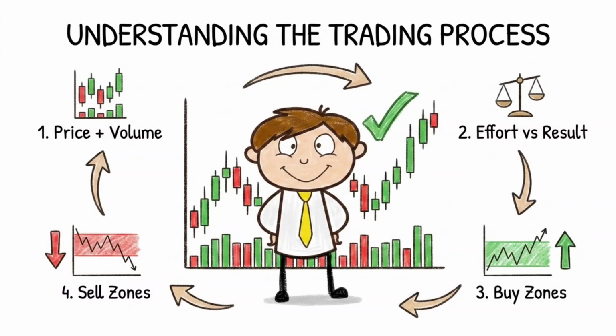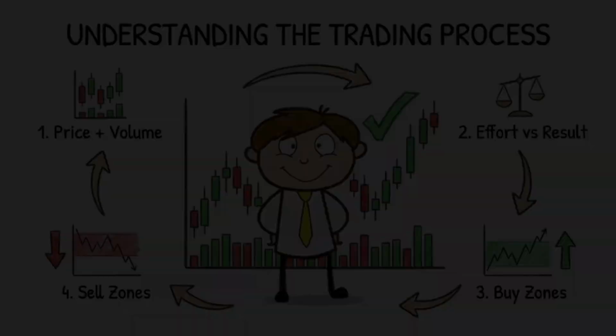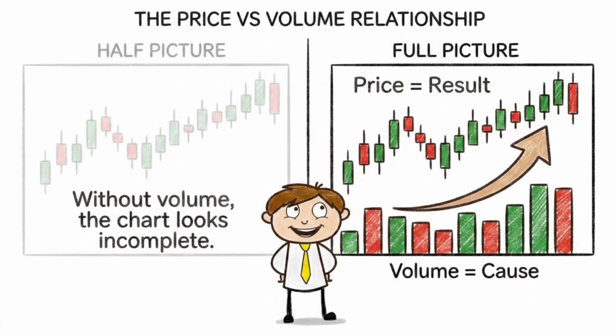Step 1. Understanding the relationship between price and volume. This is where everything begins, because if you misunderstand this, nothing else will click properly. Price by itself is incomplete. It's just the final result. Volume is what explains that result. Think of it like this. Price is the outcome, volume is the cause. Without understanding the cause, you're only seeing half the picture.